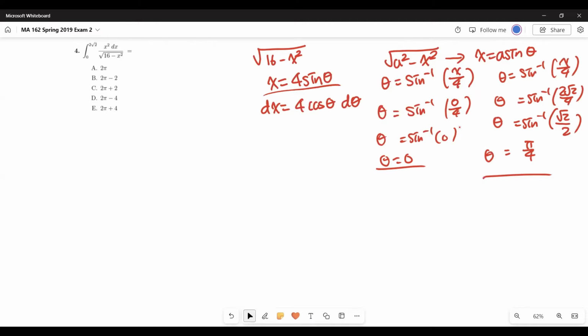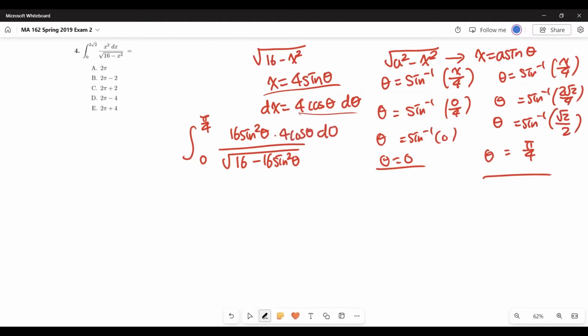Now let's write it. So it's from 0 to pi over 4, x squared, 16 sine squared, over 16 minus 16 sine squared theta. And wait, we didn't put the dx value, sorry. And then times 4 cosine theta d theta. I did not remember that. So 0 to pi over 4, and this becomes 64 sine squared theta cosine theta d theta, and you can group into 16.